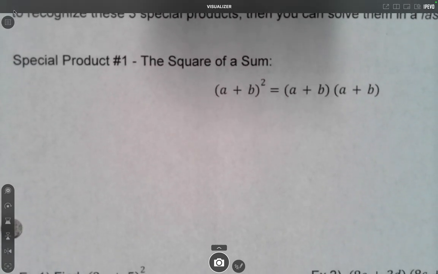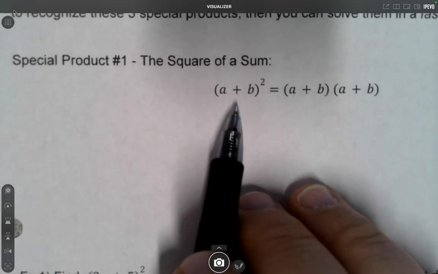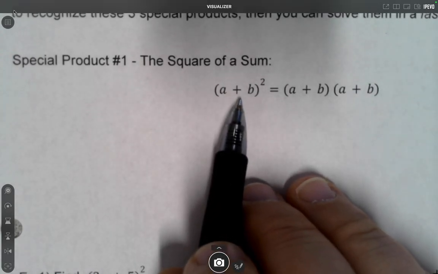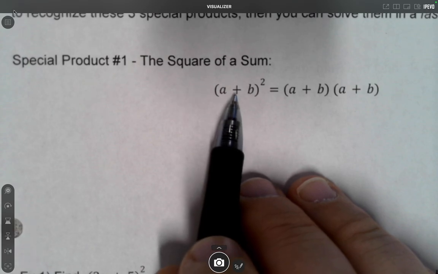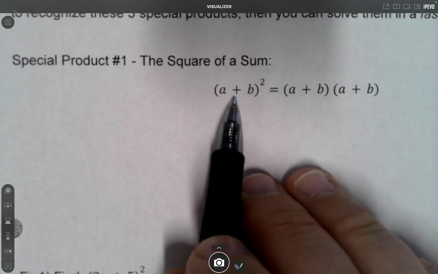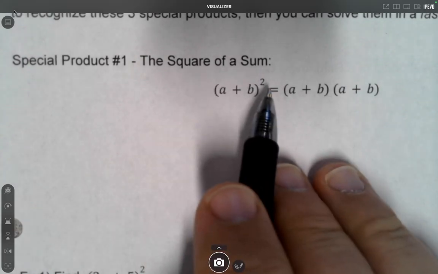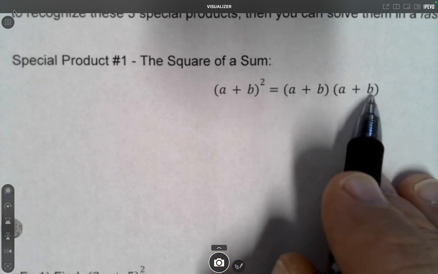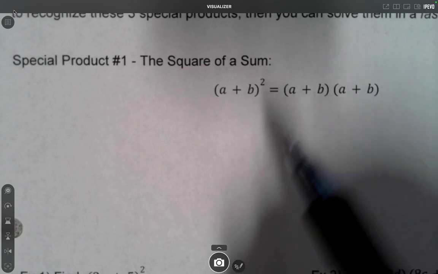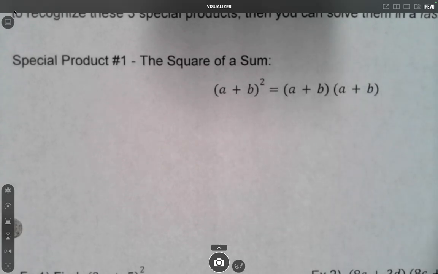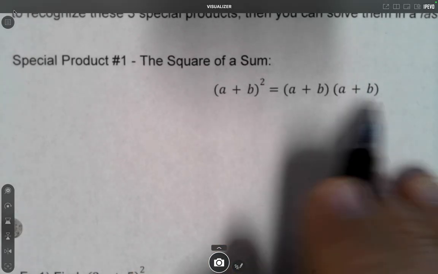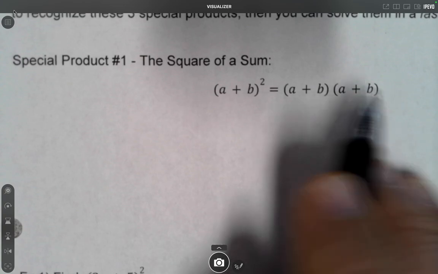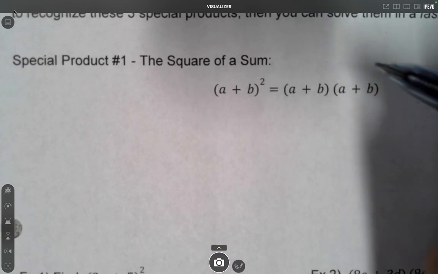So, special product number one, the square of a sum. Sorry about that. So, sum means addition. And when they are squaring a sum, that means we're multiplying that sum by itself. So let's do the FOIL and see what we can figure out about it. This is just a general or generic form. A and B could represent anything.